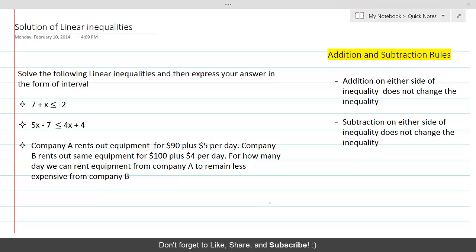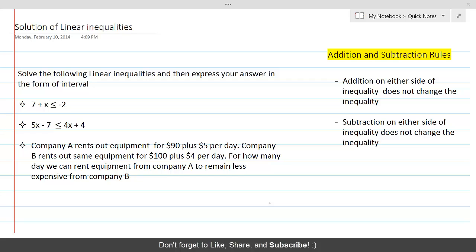Solution of linear inequalities. In this lesson, we are going to study addition and subtraction rules for solving linear inequalities. Rule number 1: if we add a positive or negative number on both sides of a linear inequality, the inequality doesn't change. Rule number 2: if we subtract a positive or negative number on both sides of a linear inequality, the inequality doesn't change.